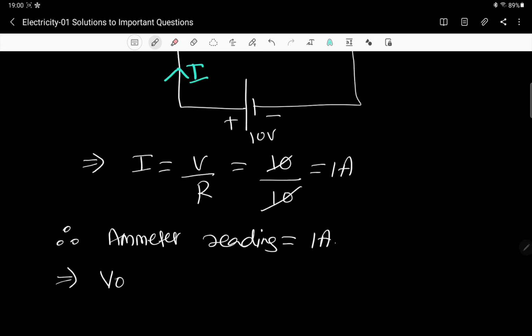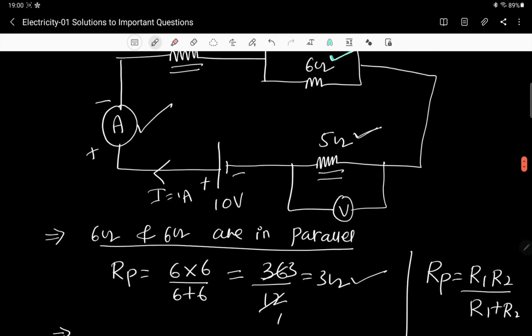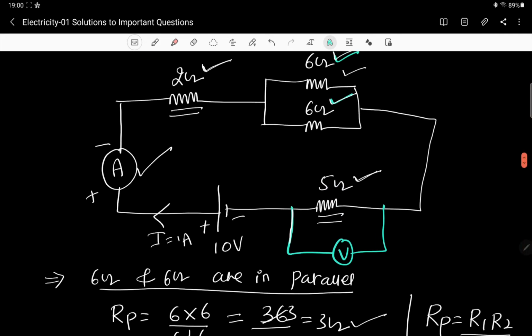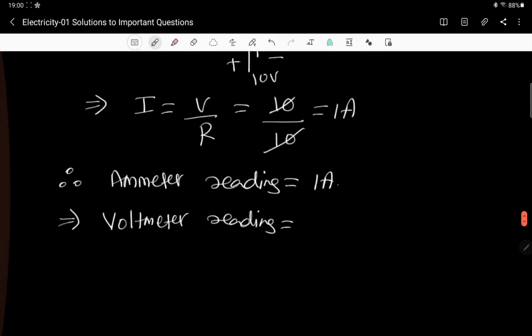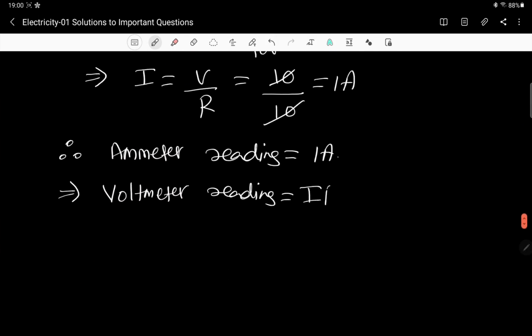Now we have that voltmeter reading also, no? So that's quite simple. After finding current, voltmeter reading will easily come. Now this voltmeter is connected across this, look at where it is connected. It is connected across this 5 ohm. So 1 ampere current passes here, it comes back, here also 1 ampere is passing. V is I into R, I means 1 ampere and R is 5 ohm, so 1 into 5. So voltmeter reading is equal to I into R, which is 1 into 5, and that is going to be 5 volt. I hope it is clear.